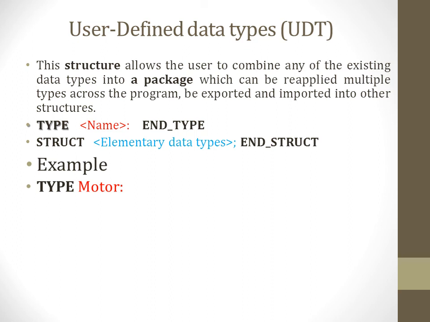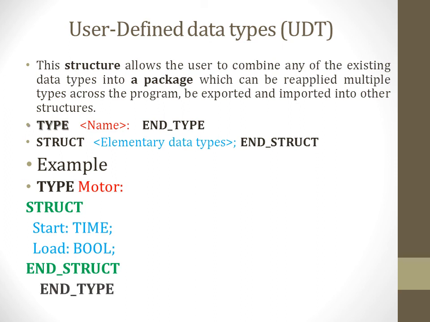For example, we need to create a new data type called motor. In this data type, we need to create a structure which contains the time elementary data type and the bool elementary data type with the names start and loads. After that, we need to close the structure and close the type. This is the new user-defined data type which we call motor.